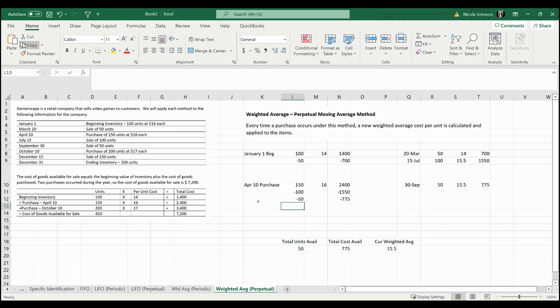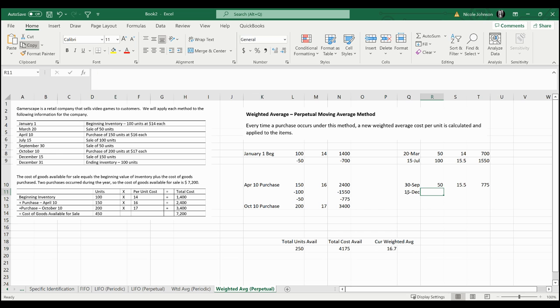But on October 10th, we made another purchase. If I could spell it correctly, that would probably be helpful. So October 10th, we make another purchase. We purchased 200 units at 17 apiece. 200 times 17. Suddenly our current weighted average is now 16.7. So we're going to be using that when we sell 150 units on December 15th.